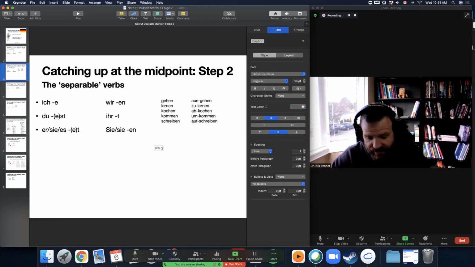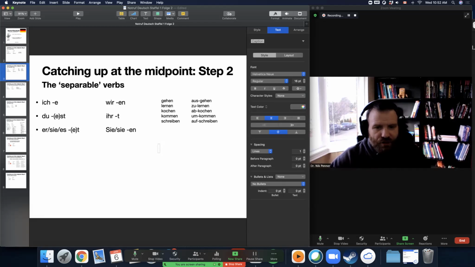That's what it does. So ich gehe, right? I go. But you would say ich gehe aus. Right? Well, ich gehe aus. Actually, you can use it like that to mean that I'm going out, but we run out of something, for example. Or lernen, to learn. Zulernen means to learn additionally, to learn along, to learn something extra. Zulernen, ich lerne zu.